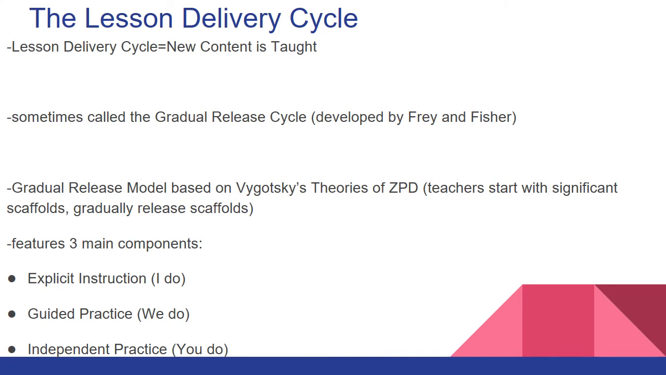And this gradual release cycle was developed by Frey and Fisher based off Vygotsky's theories. So the gradual release model, or gradual release cycle, follows the following components. First is the explicit instruction, or the I do, where the teacher is primarily leading the instruction. The second part is the guided practice, or the we do, where students practice the activity with the teacher and with their peers. And finally is the independent practice, or the you do, where the students practice on their own independently.